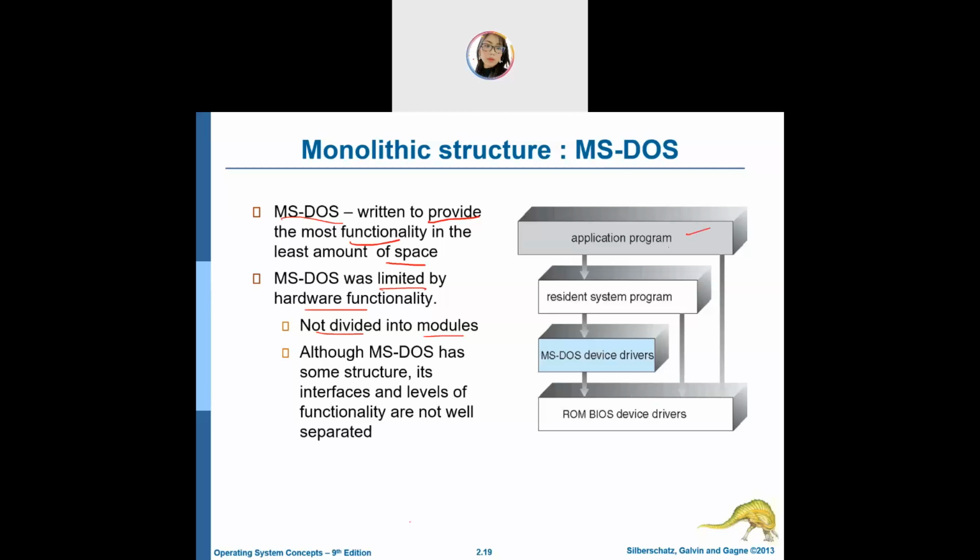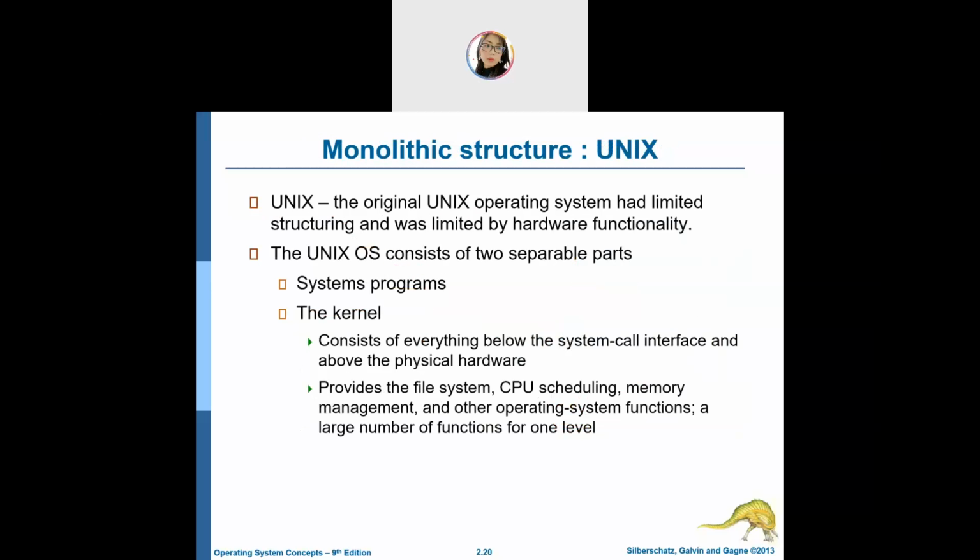So all these levels, when you have a hierarchy like this, are very important for you to know. First is the application program. The resident system program is a collaboration after the application program. And here is the MS-DOS driver. And it goes directly to your ROM. So remember about your ROM in your memory.